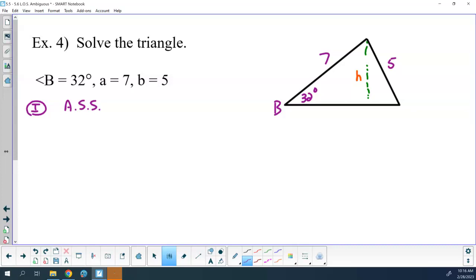Okay? Still an angle side-side case, yes? Still an adjacent is bigger than the opposite case, yes? So that means we need to check H.